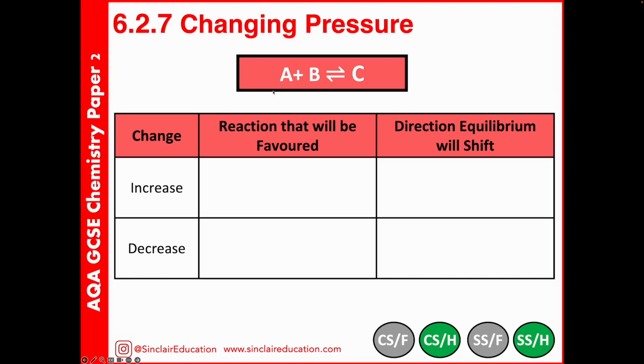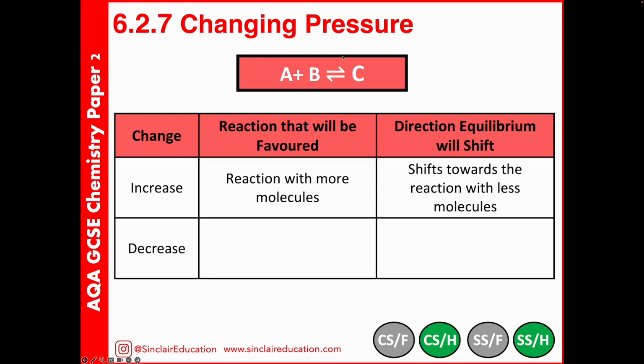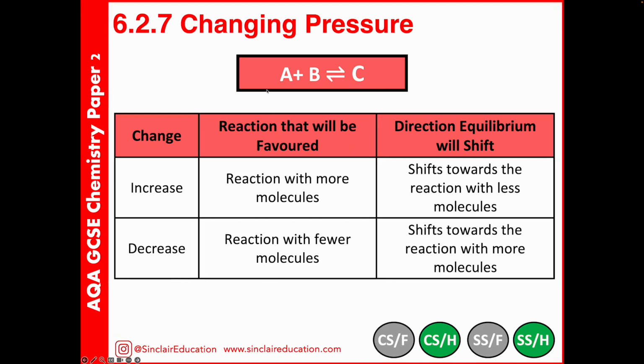So if we look at this reaction, A plus B making C. If I increase my pressure, this is going to favour the side with more particles. So it's going to favour my forward reaction. So this forward reaction is favoured. The equilibrium is going to shift, in this case, towards the right. It's going to shift towards the reaction with less molecules. However, if I decrease the pressure, this will favour the reaction with fewer molecules, so this reaction now, and it will shift the equilibrium away to the side with more molecules, which in this case would be towards the left.